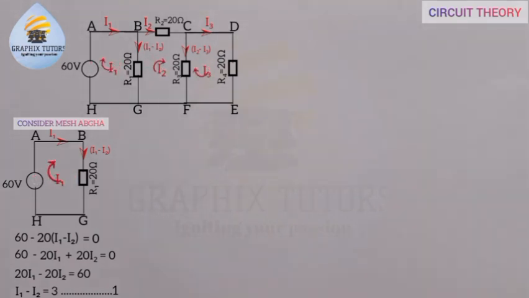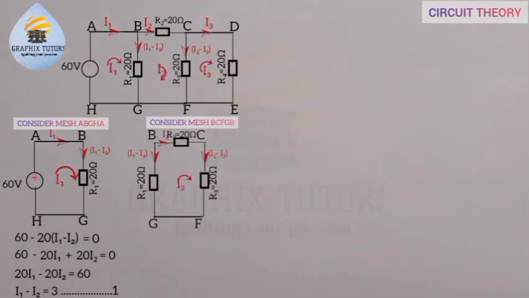Now we'll move forward. We'll consider mesh BCFGB. So I'm bringing it out. This is what we have here. Starting, I'll be having the R1, R2, and R3, right? Having a resistance of 20, 20, 20, like we said earlier. And the current flowing through R2 in that branch is given as I1 minus I2, as shown in the loop above, while the one flowing through R3 is I1 minus I3.